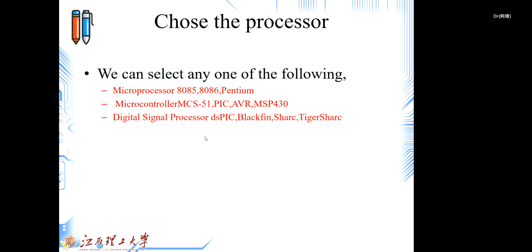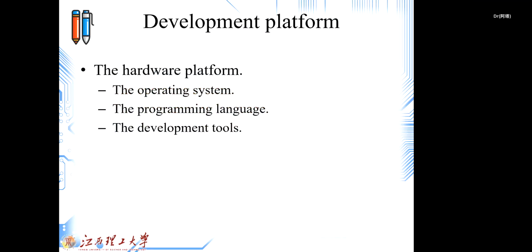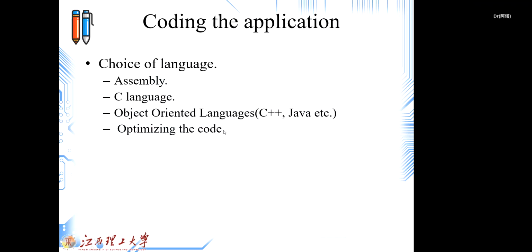MSP, MCS, and DSP ICs or SHARC or TigerSHARC, as well as so many processors that you can use and select. But you should know the previous requirements and then select the processor from these steps. Then after that, what should be my development platform? The hardware platform can be the operating system, programming language, or development tools. One of these can act as my hardware platform.